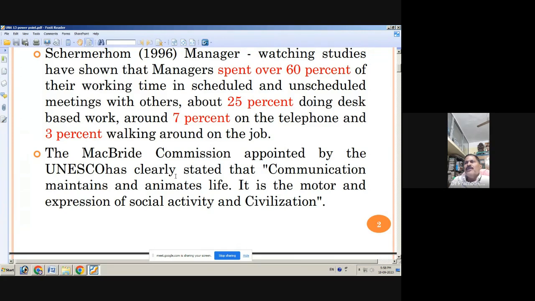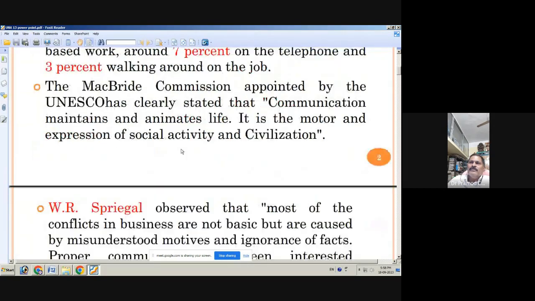The MacBride Commission appointed by UNESCO clearly stated that communication maintains and animates life, and it is the motor and expression of social activity and civilization. That is, it animates our life, it makes our life better, and we have certain motor and expressional activity that is reflected in social activity, and it also has a better impact on civilization.